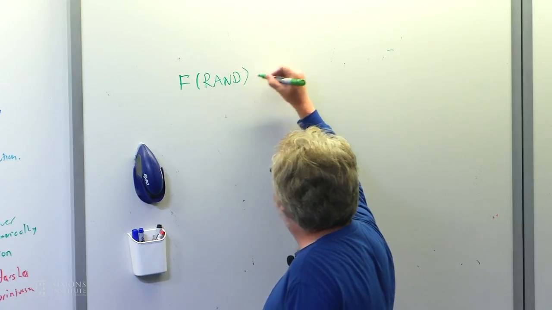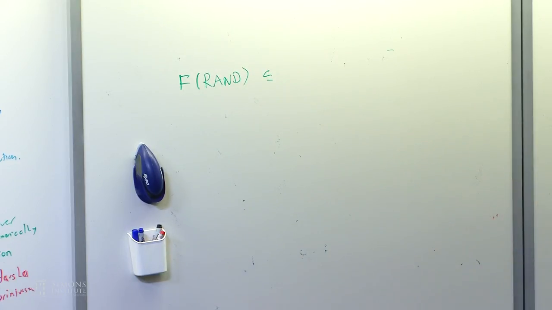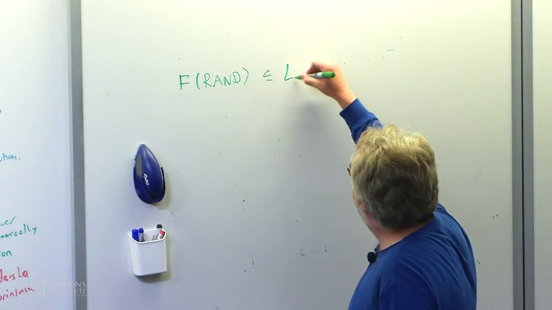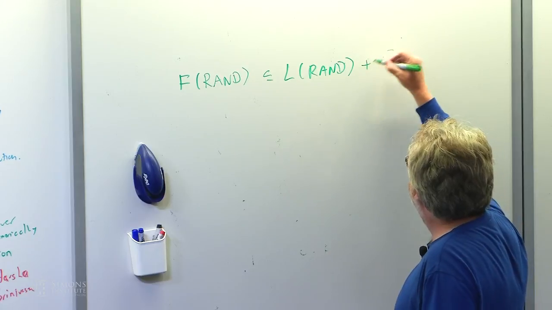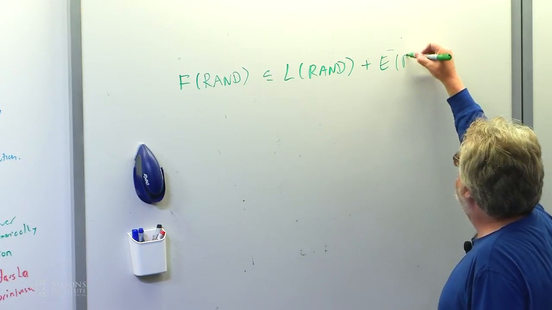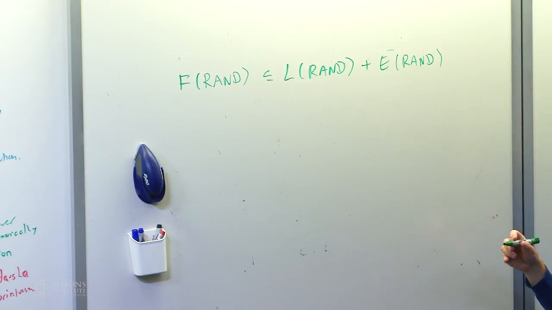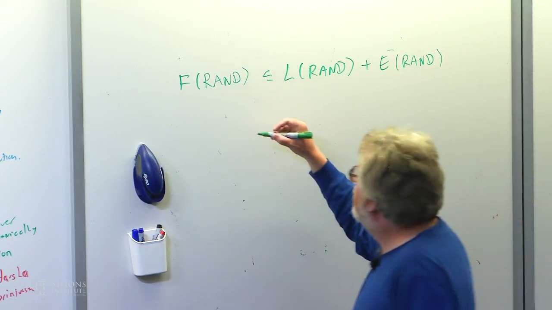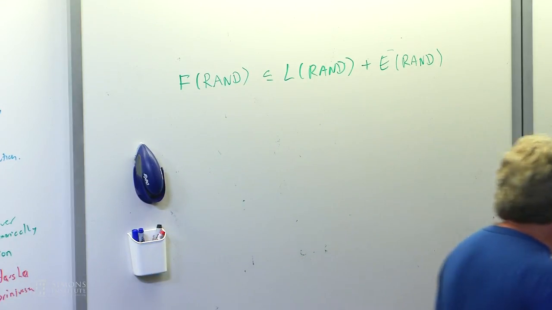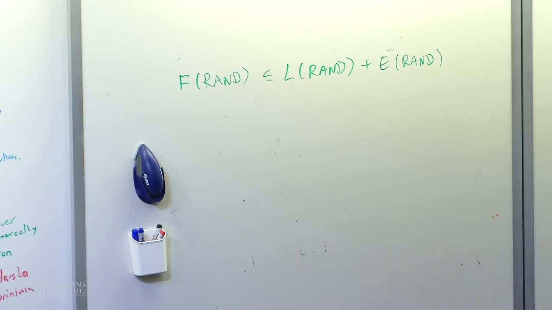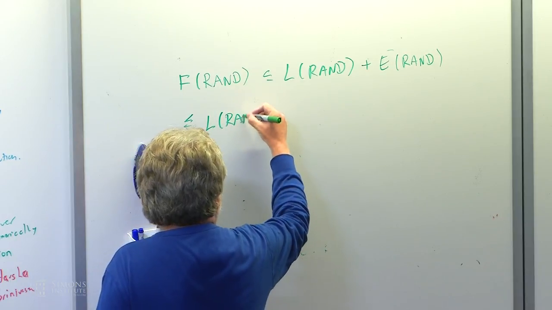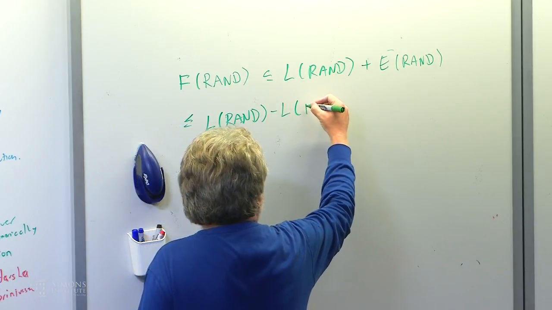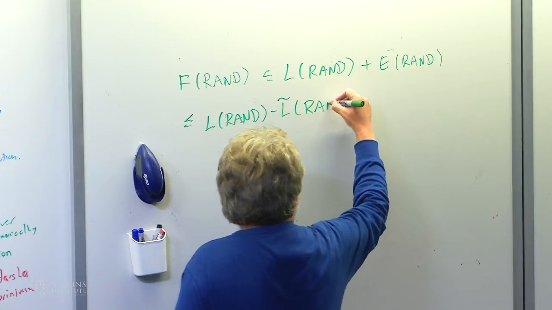On the random distribution, because L is just F when E doesn't happen, this is at most L on the random distribution, plus E on the random distribution. We can just add and subtract, L tilde.